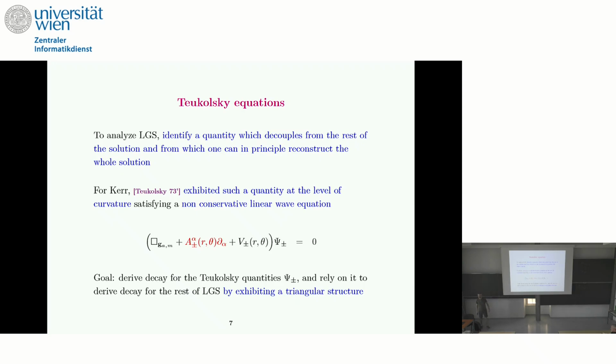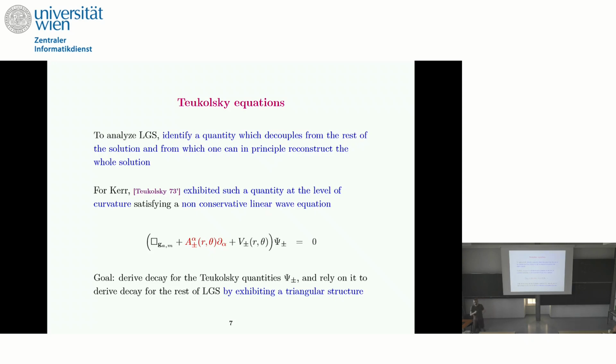Okay, so here, let me make a couple of remarks. First of all, the Teukolsky scalars, psi plus minus, live at the level of the curvature tensor. They are contractions of the curvature tensor with very specific null directions. I could even explicitly write them, but I'm not sure it's important here. Second, you see, highlighted in red, this first order term. This first order term is responsible for these wave equations being non-conservative. In other words, they do not derive from a Lagrangian.